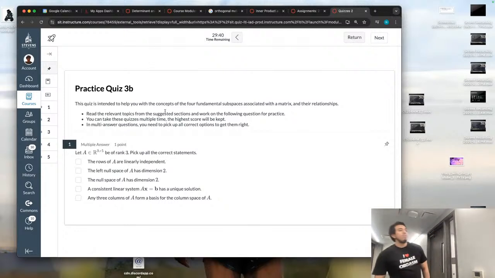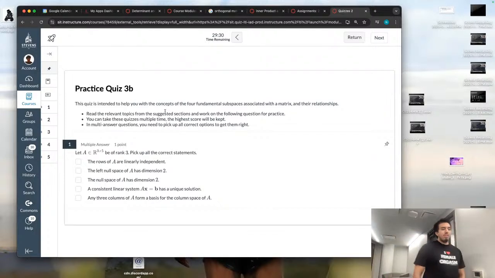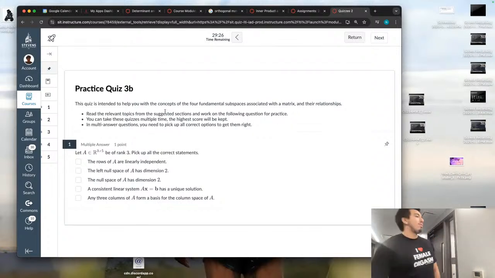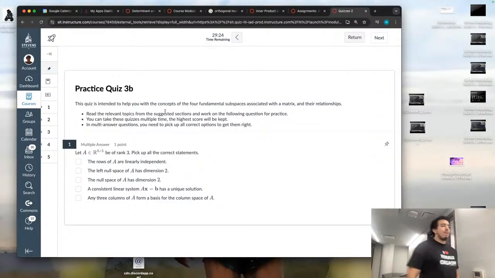So this quiz is intended to help you with the concepts of the four fundamental subspaces. All right. So rank three, the 3 by 5. Rank three. Pick all the correct statements. The rows of A are linearly independent. The left null space of A.